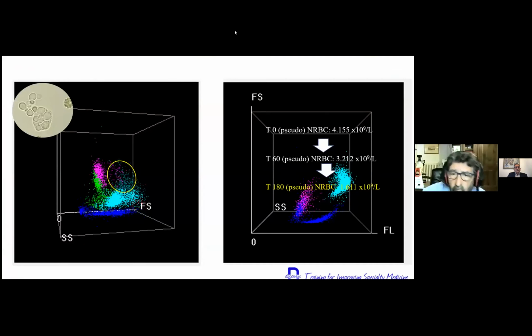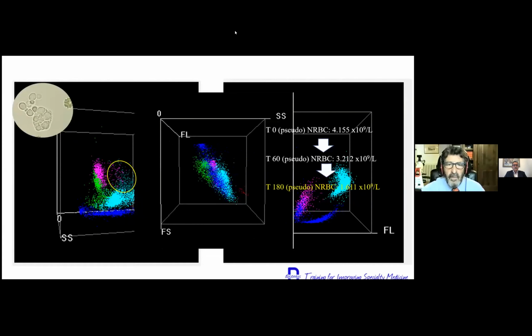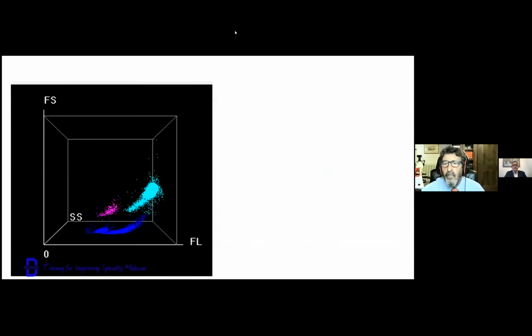subtracting free yeast from the NRBC cluster, which is 1.611 per 10 to the 9th per liter, that had led to a much higher value of 4,155. At the same time, remember the blue carpet on the floor of the 3D cube became less dense and less extended. It reduced in size.